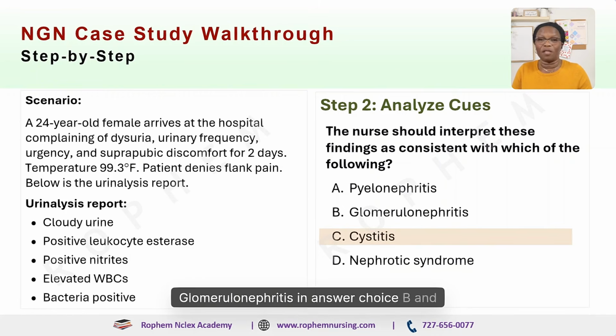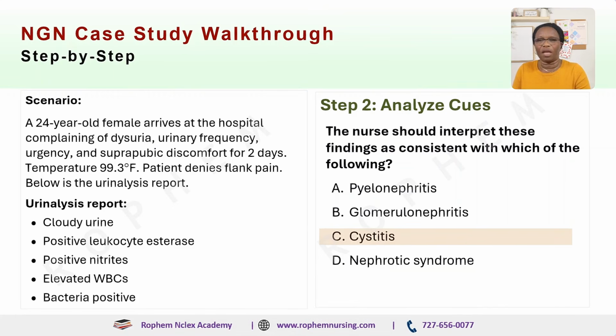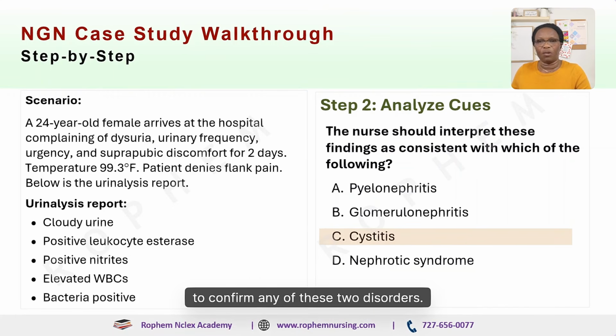Glomerulonephritis in answer choice B and nephrotic syndrome in answer choice D, both of them are not correct also because urine protein is negative and we don't have other information to confirm any of these two disorders.